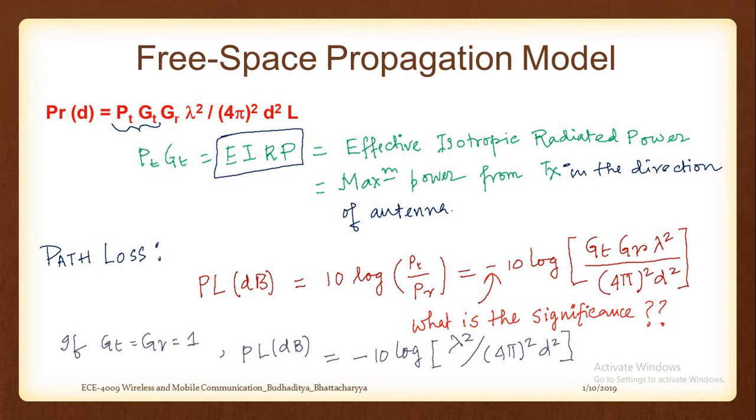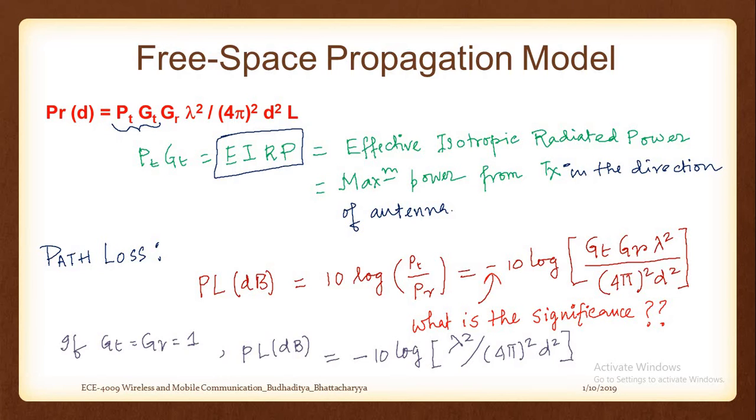You can see we divide this into two halves. One is known as PT-GT. Please note down this PT-GT, that is power multiplied by the gain. This is called the EIRP, or effective isotropic radiated power. This is a technical term given to that power multiplied by gain. And this is the maximum power of the transmitter in the direction of the antenna. So this is the maximum throughput that you can provide.